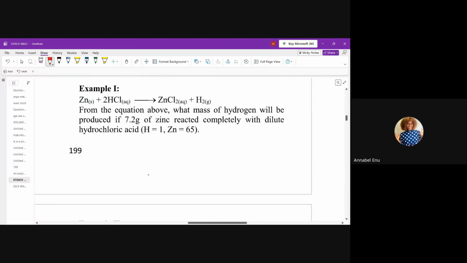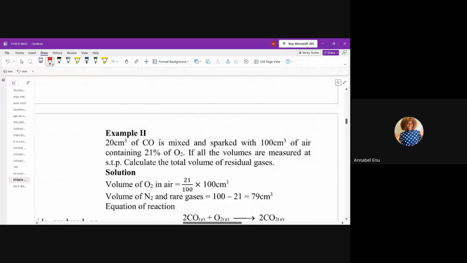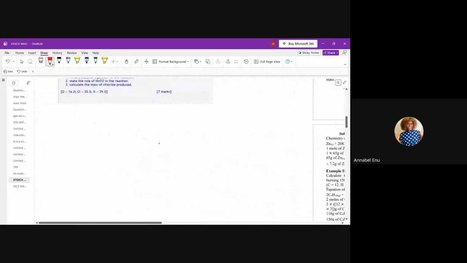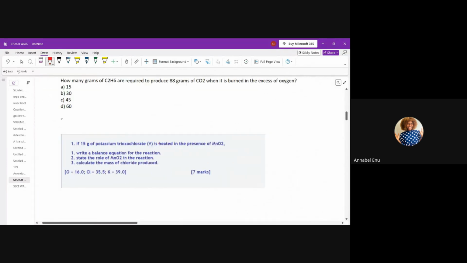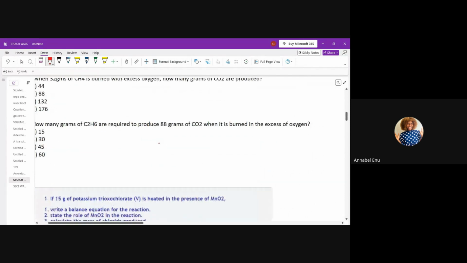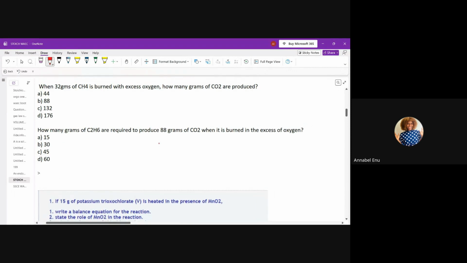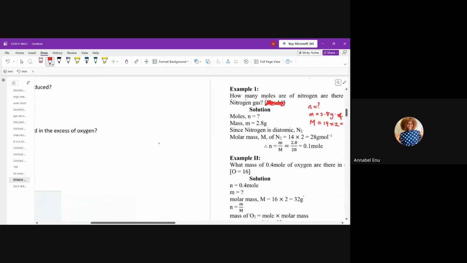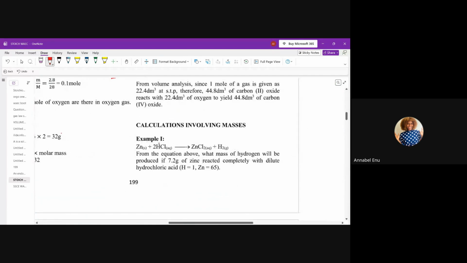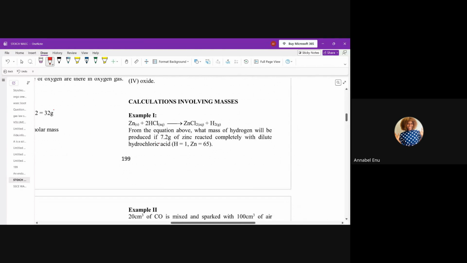Okay, we're dealing with formulas involving mass, volume, moles, relationships, right? And we're solving some problems on it. Now let's do more calculations involving masses.